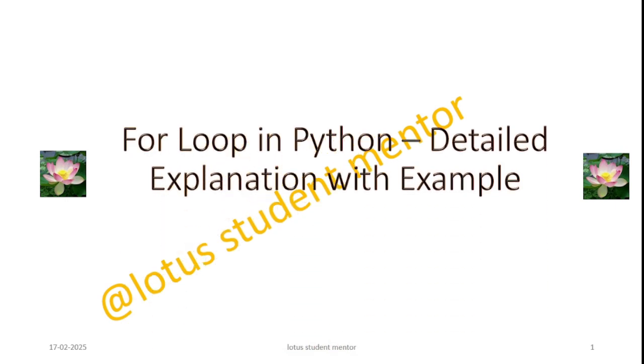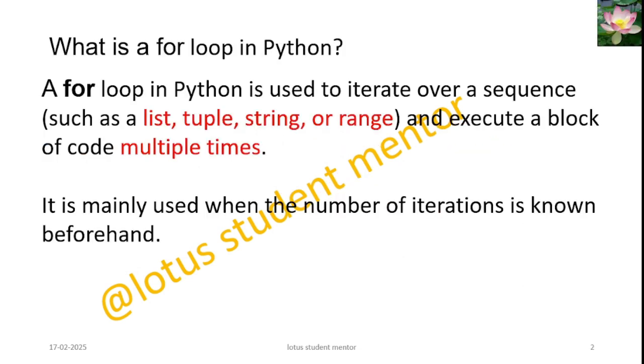In this session, we are going to study the for loop in Python, with a detailed explanation and examples. What is a for loop in Python? A for loop is used to execute a process a number of times, where the number of iterations is known beforehand. The iteration takes place over a sequence. The sequence can be a tuple, a list, a string, or a range. Because it takes place multiple times, it executes a block of code multiple times.